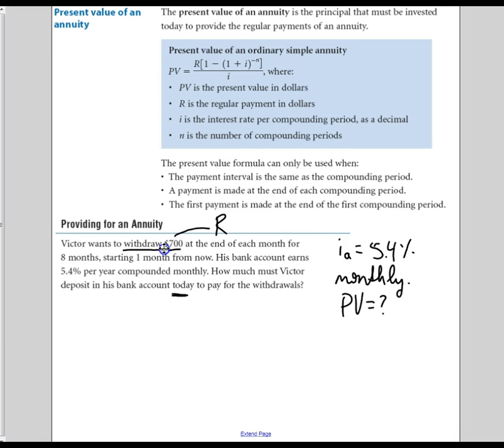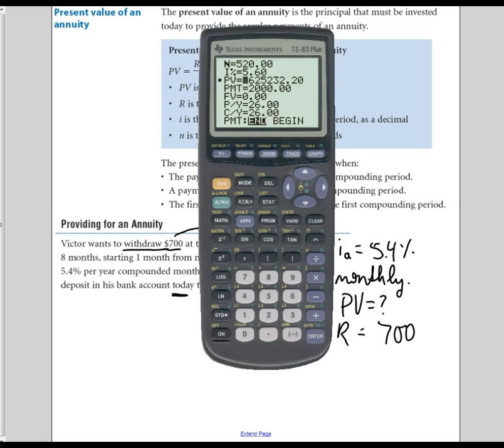So in this case, you're looking at the use of the TVM solver potentially, or the use of the formula. Here, for these ones, I'll just set up what we know, and I'll use the TVM solver to solve for this one. The TVM solver will take in the annual interest rate, so it would be simple to use this for a problem like an investment. So we'll change this to 5.4, and we're going to put in here monthly for 8 months. So this is 8 compounding periods.